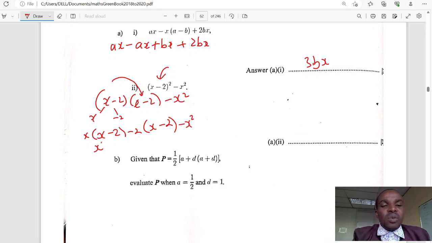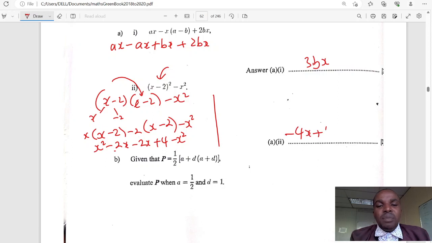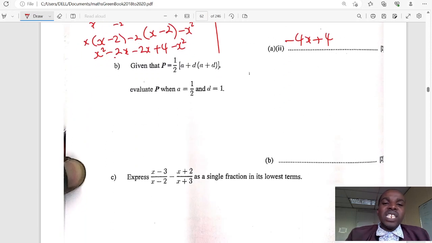Simplify this one. x times x is x squared. x times minus 2 is minus 2x. Minus 2 times x is minus 2x. Minus 2 times minus 2 is plus 4. Minus x squared. Then x squared minus x squared is 0. Then minus 2x minus 2x is minus 4x. So your answer is minus 4x plus 4. This will be your final answer.